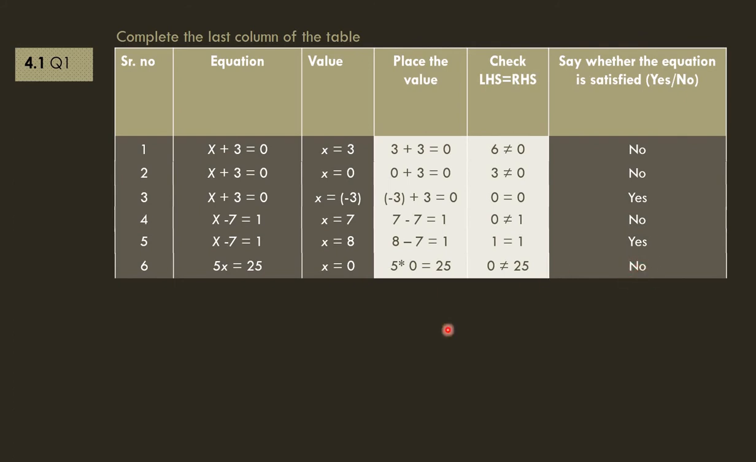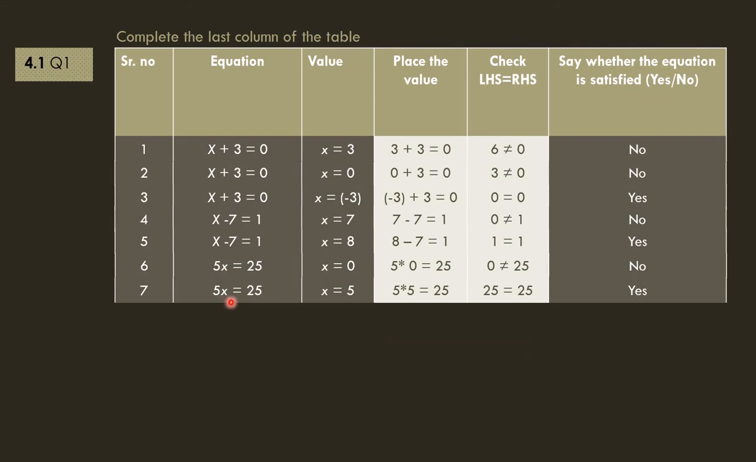Next equation is the same, that is 5x is equal to 25. But the value of x is 5. Let's put this value of x into the equation. So LHS will become 5 into 5. 5 into 5 is 25. That's why LHS is 25 and RHS is also 25. That's why I can see that the equation is satisfied with the given value of x equal to 5. So write yes in the last column.